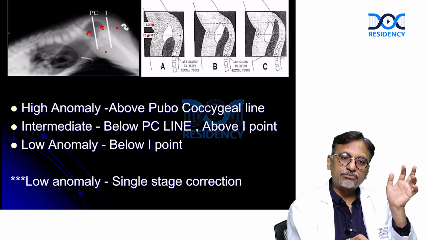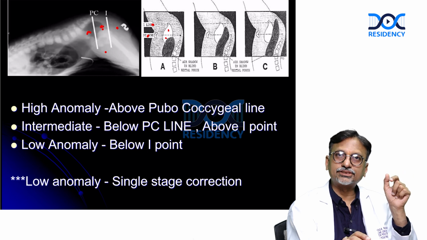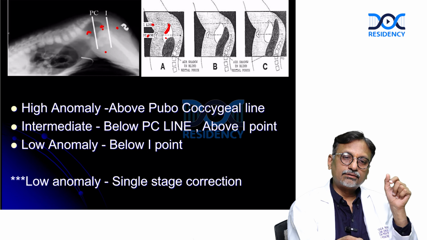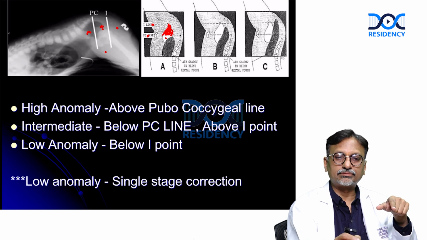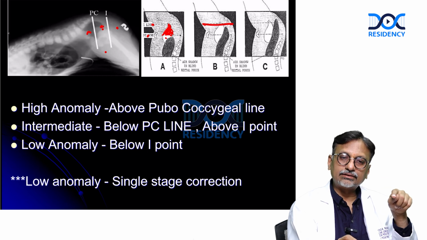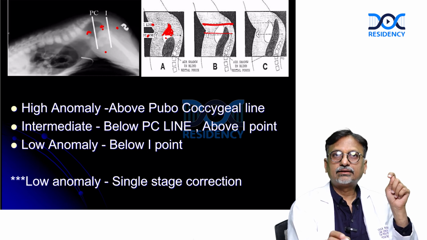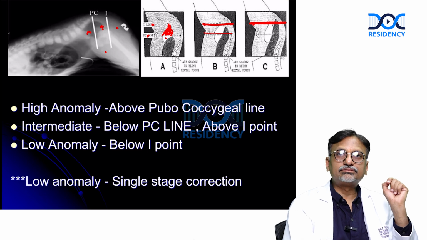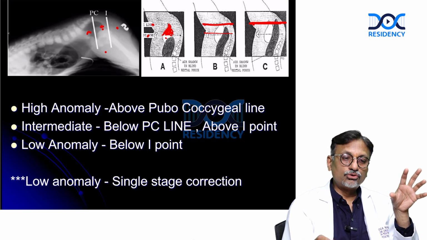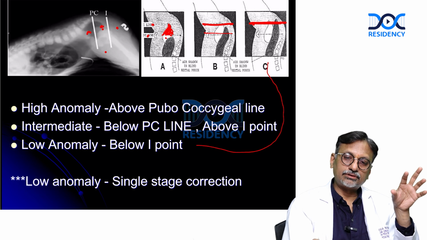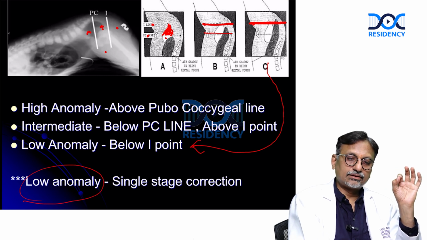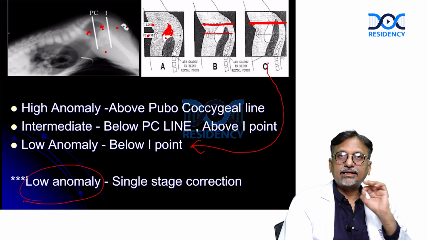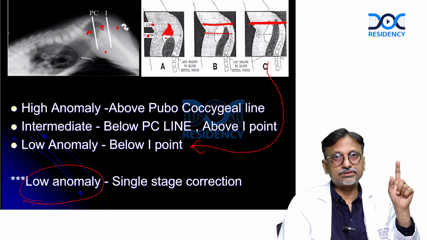The line will cut the ischium bone at the 1/3, 2/3 junction. If it is above this 1/3 junction, we call it a high anorectal malformation. If it is within these two lines, it is called an intermediate type of anorectal malformation. If it is below this I line, we call it a low anorectal malformation. This differentiation is very important, because for low anorectal malformation we'll straight away go for a single stage operation, which is an anoplasty. So it is a lifetime, one-time treatment. So this differentiation is very important.